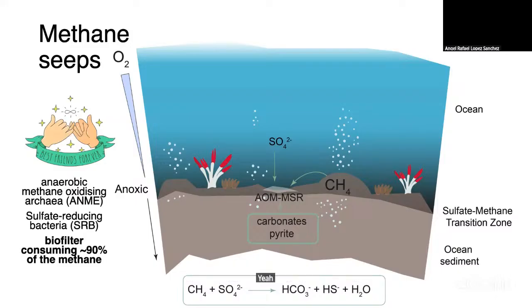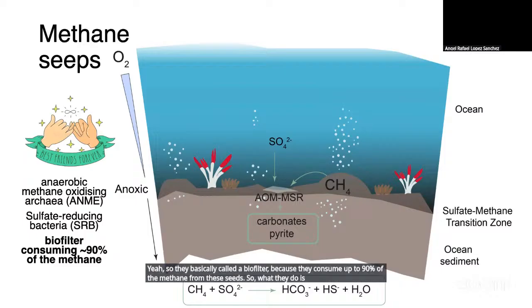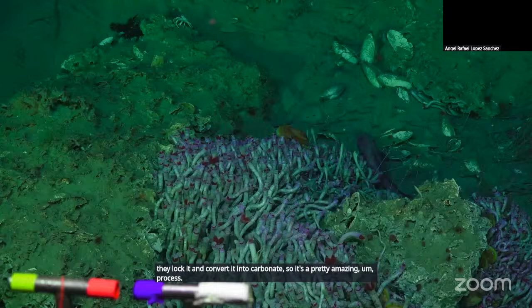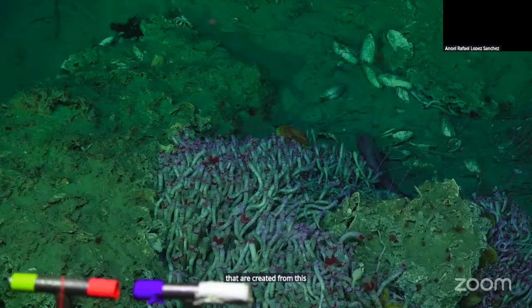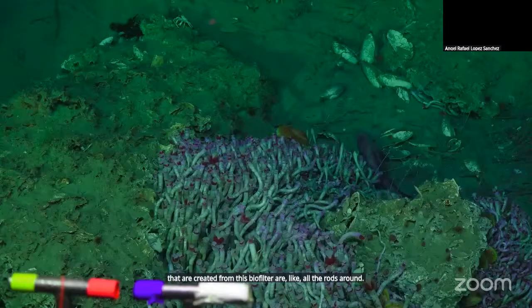So they are basically called a biofilter because they consume up to 90% of the methane from these seeps. What they do is they take the methane and lock it and convert it into carbonate. So it's a pretty amazing process. You can see here an example of these carbonates. All of these are carbonate rocks that are created from this biofilter. All the rocks around are these carbonate boulders that are produced by this biofilter.